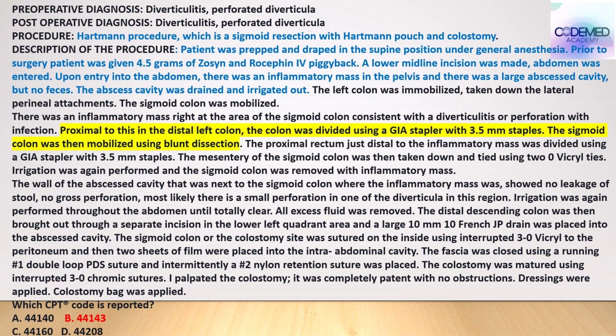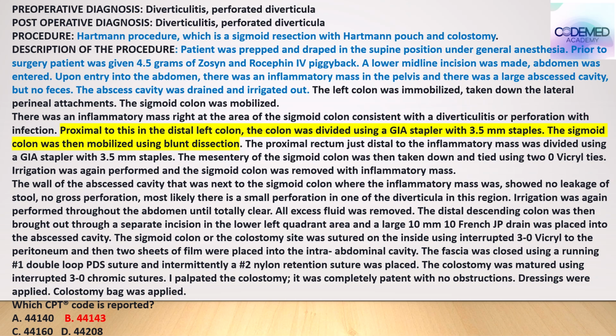So, what is this procedure? This is the procedure where the colostomy has been done and Hartmann pouch. That is the name of the Hartmann type procedure. In this case, this particular procedure is carried out by using blunt dissection. I do not see the word laparoscope anywhere, so we will check the code 44140. It talks about the colectomy partial with anastomosis. Then 44143 talks about colectomy partial with end colostomy and closure of the distal segment, Hartmann type procedure.